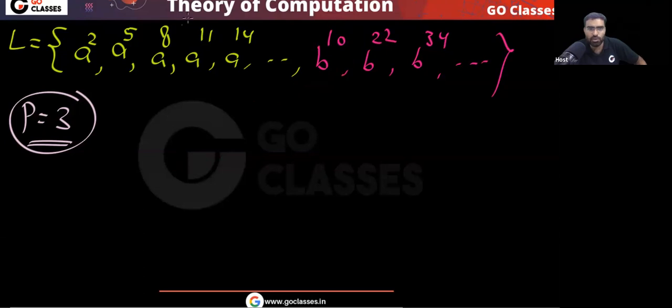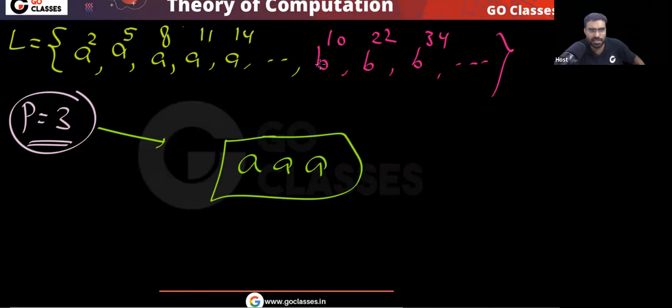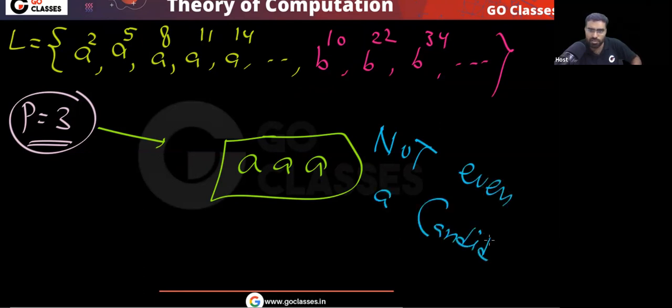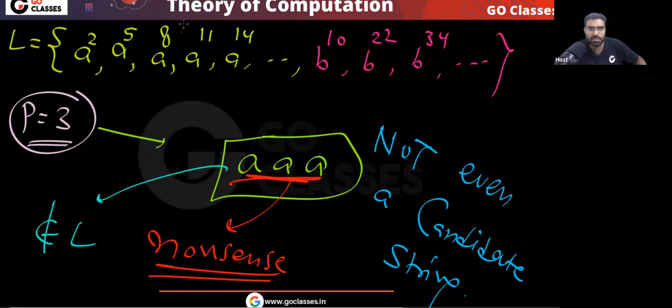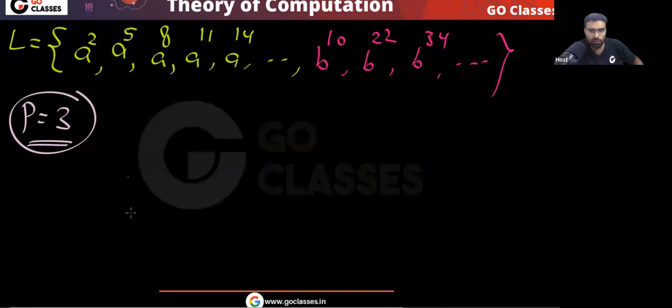Okay, before I take this string, you tell me one thing. If I take p equal to 3, will I check this string? This is not even a candidate string. This does not belong to the language. I don't care about this string. This string is nonsense. Yes or no? This string does not even belong to the language. So don't check this string. For p equal to 3, what are the candidate strings?